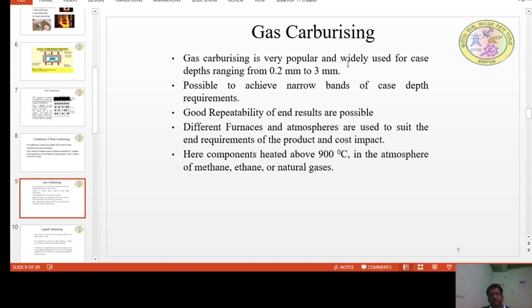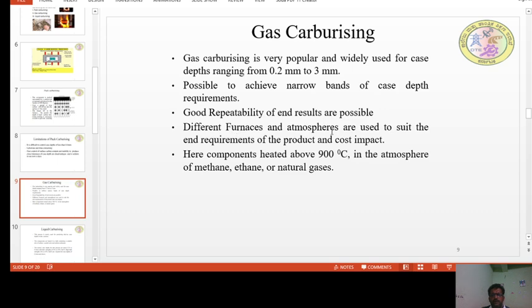Gas carburizing is very popular and widely used for case depth ranging from 0.5 mm up to 3 mm. It is possible to achieve a narrow band of case depth requirements because gas can move into any intricate details or parts of the material or component. Good repeatability of end results is possible. That means whichever component is treated, the quality remains the same.